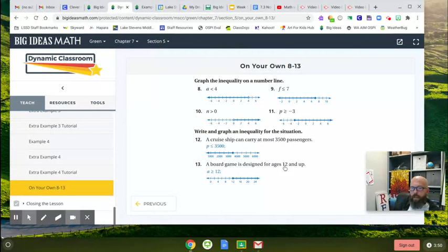A board game is designed for ages 12 and up. So could it be 12? Yes. Could it be 11? No. So we have a closed circle because it could be 12. A is greater than or equal to 12. So all of these are shaded in.